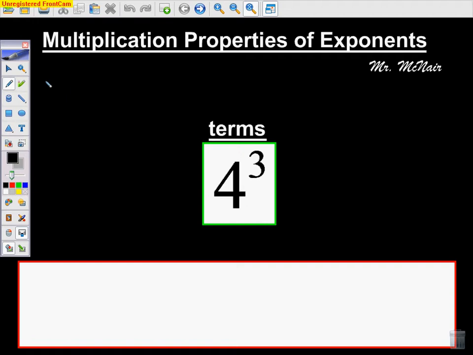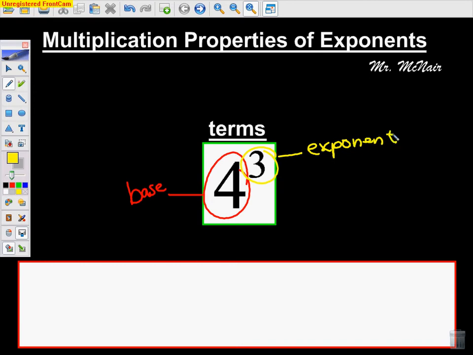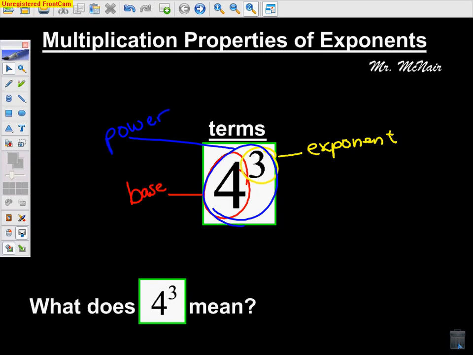First, let's deal with this number 4 to the third. 4 to the third has a couple of parts. The first part we're going to deal with is the 4. That 4 is called the base. Good. Next, let's deal with the 3. The 3 is called the exponent. And the last part we'll deal with is the whole thing. The whole thing is called a power.